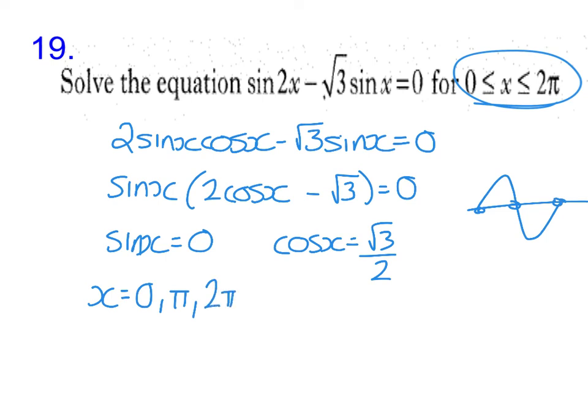So there's my first couple of answers. For the second one, with a cos graph, when is cos equal to root 3 over 2? That's using your exact values. Root 3 over 2 is cos of 30.